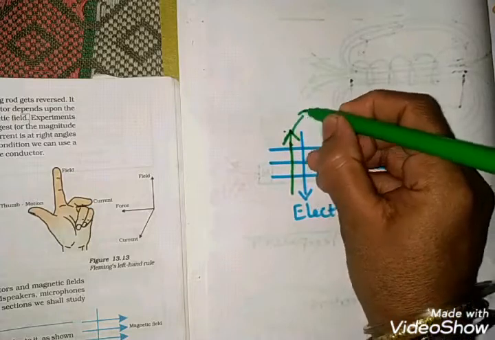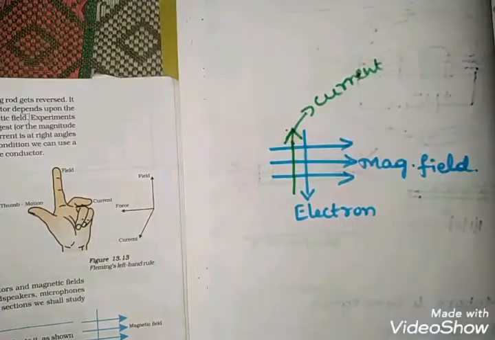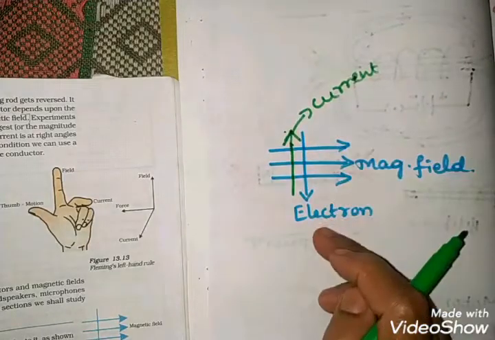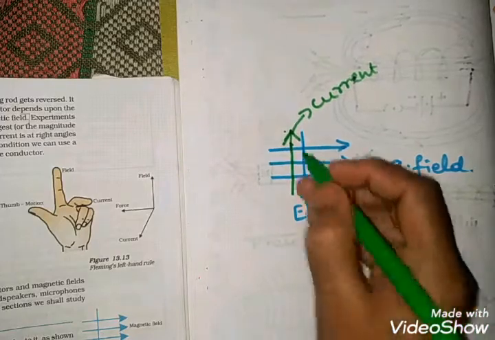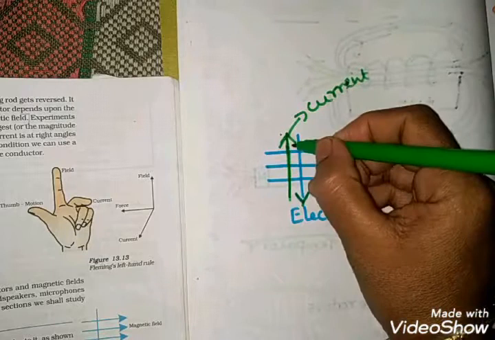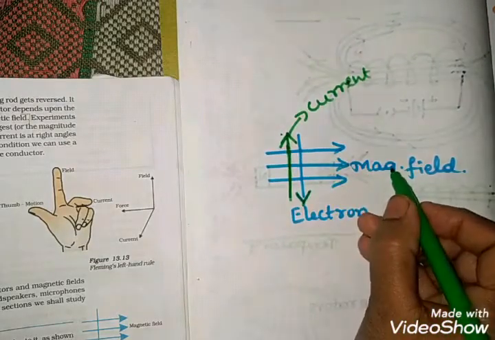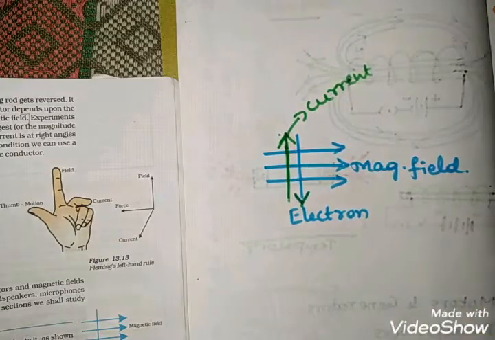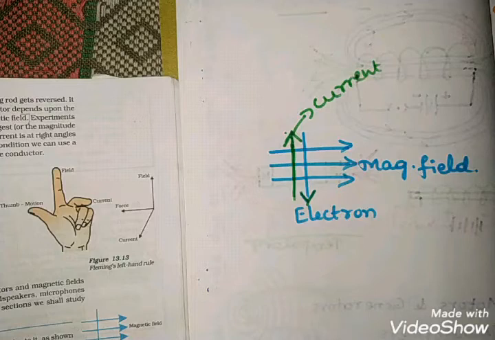So this will be the direction of the current, isn't it? According to that, it will be opposite. So if the electron is moving downwards, the current will always be opposite to that. That is the direction of the current. And with the magnetic field, what do we have to find out now? We have to find out the direction of the force experienced by the electron, or the motion of the electron, in which direction it is moving.